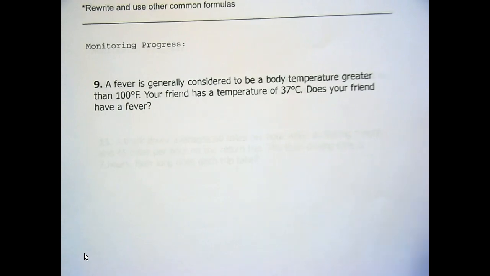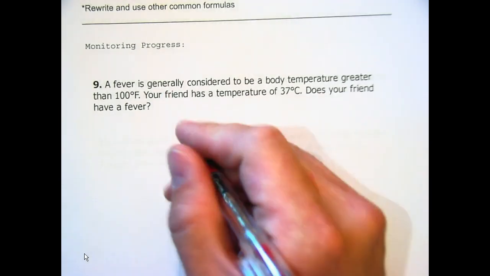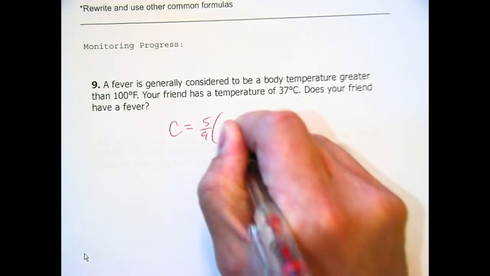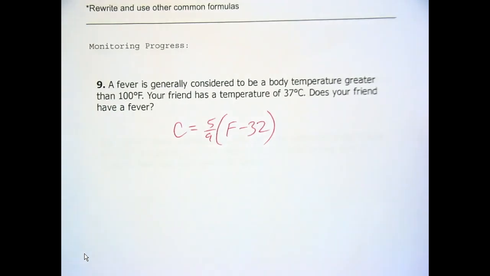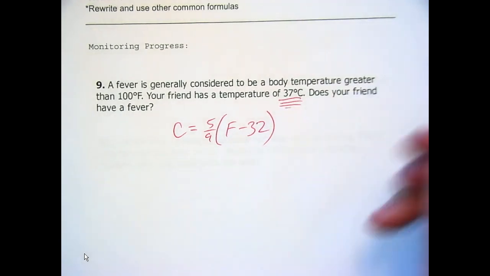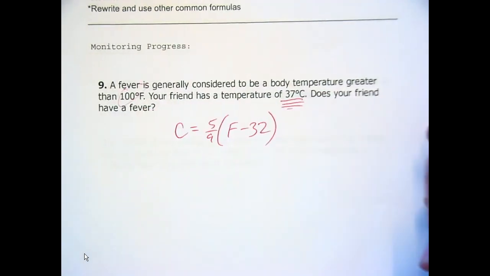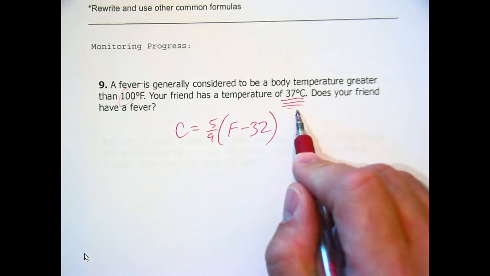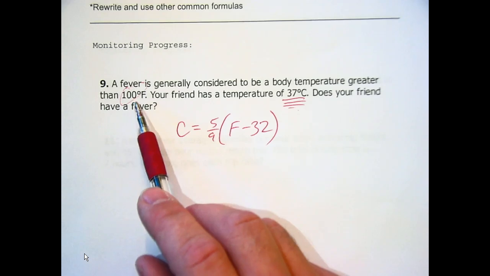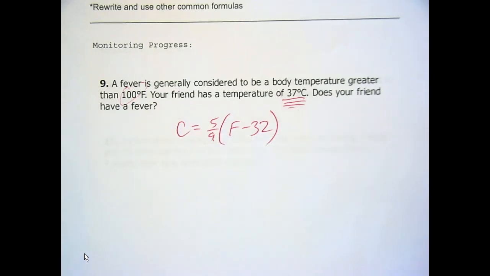Good job, Jonathan. Okay, so if you don't know that, we have our formula: Celsius equals 5/9 times Fahrenheit minus 32. Really what we need to know is whether the temperature is greater than 100 degrees Fahrenheit, so it'd be nice if this equation was in terms of F.